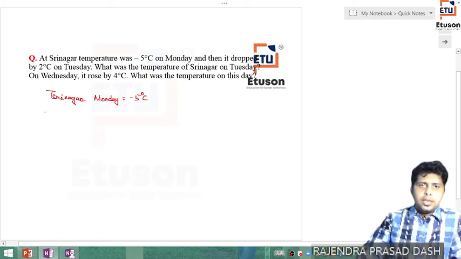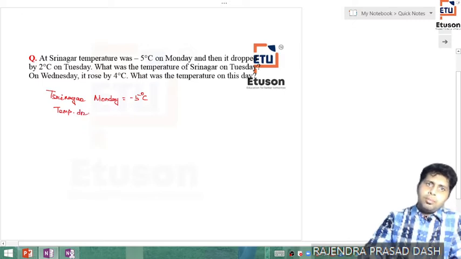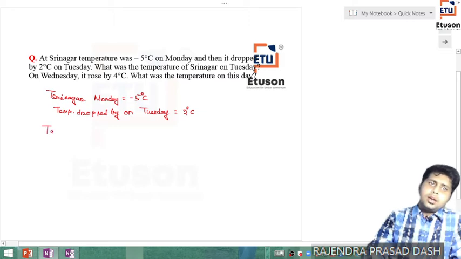The temperature dropped by 2 degrees Celsius on Tuesday. So what will be the temperature of Srinagar on Tuesday? What will be the value?